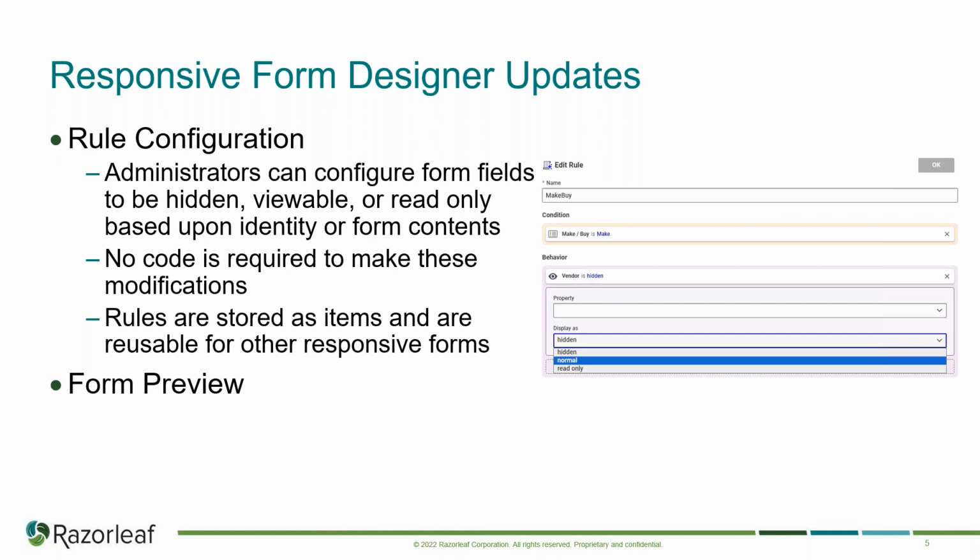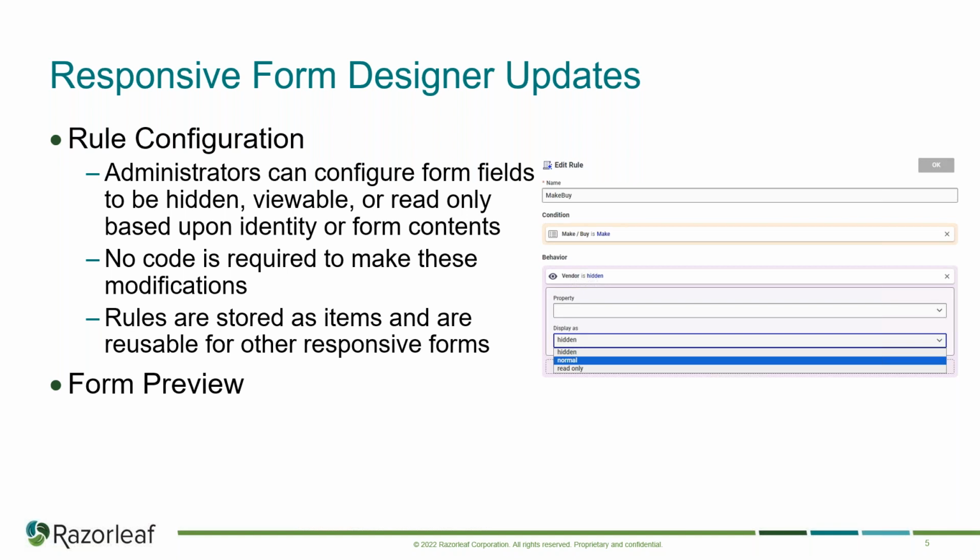So per se, if there's an external user, a supplier coming into your system to access your part items, we can hide forms based off of that identity. Say we have a field for a vendor on our form. If we're making this product in-house, we wouldn't necessarily have an external vendor for that product. So if we set our make by to make, we can automatically hide our vendor field through this rule configurator.